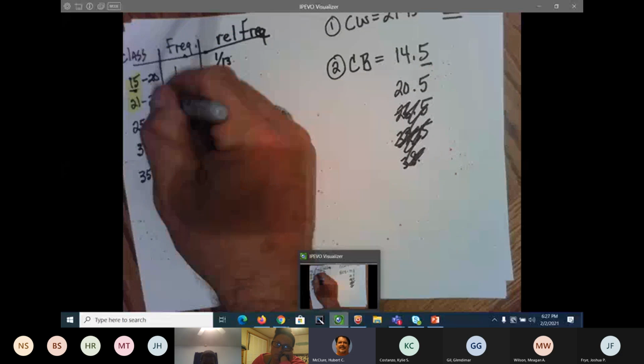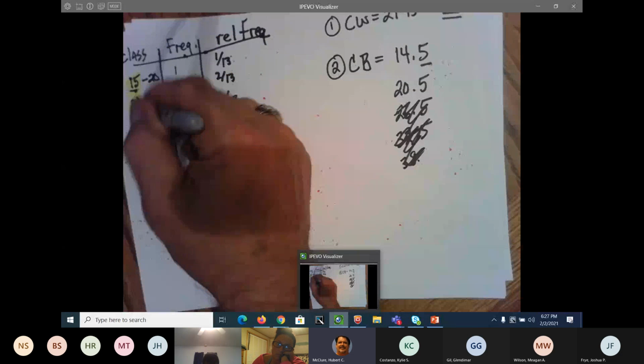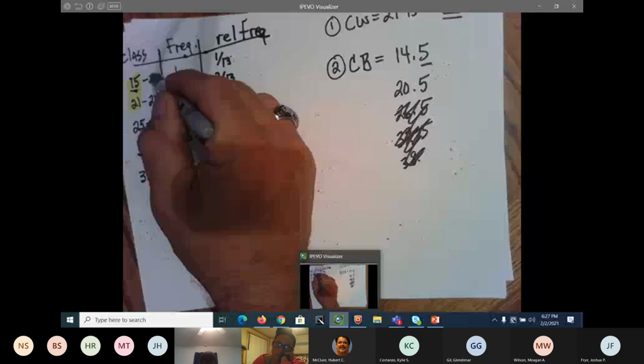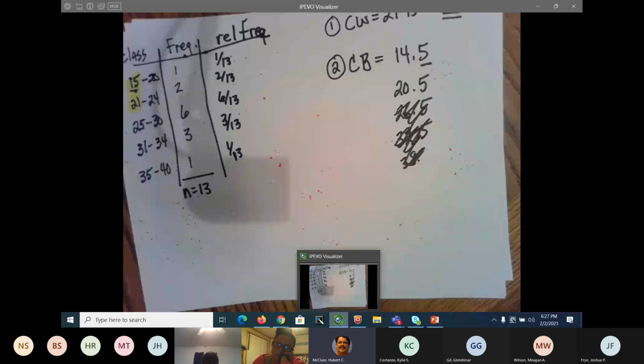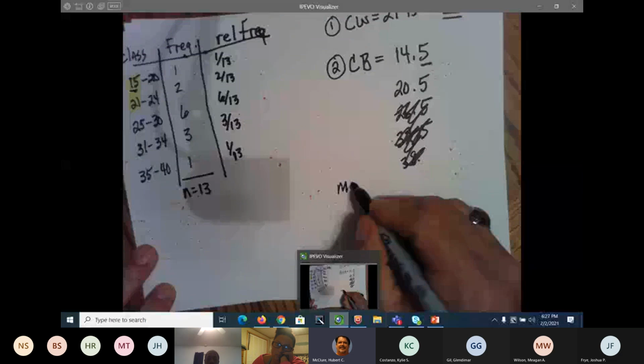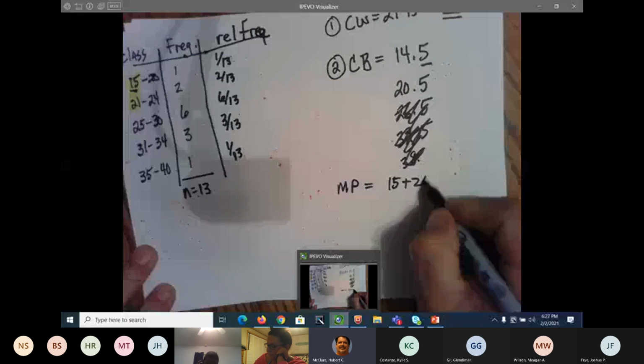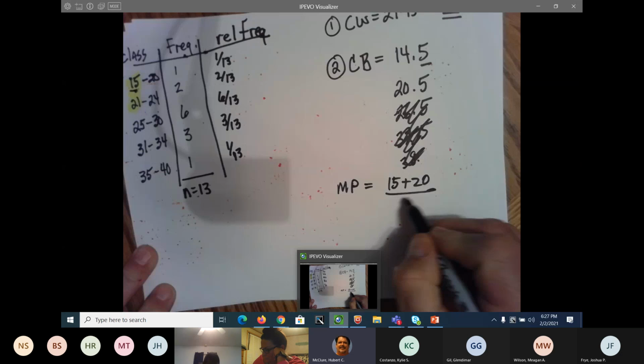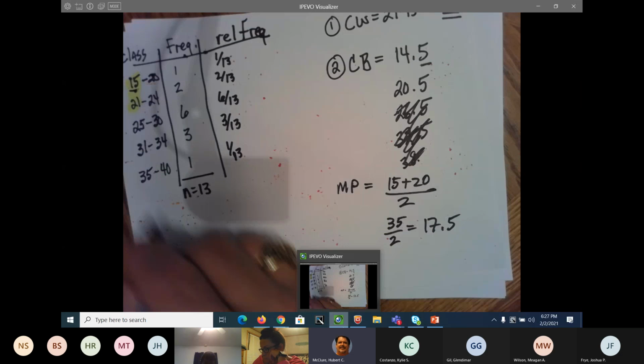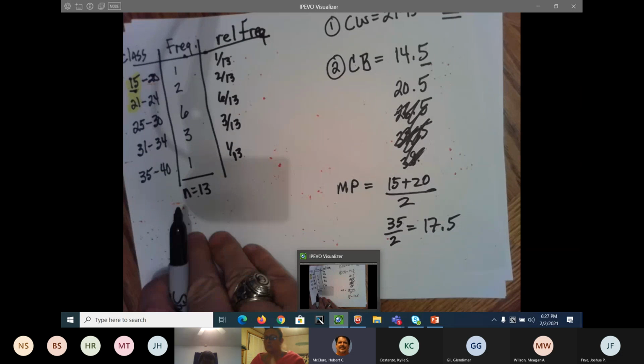I've got an error in these classes, 15 to 20. I've got an error. I'm sorry. The midpoint is 15 plus 20 divided by 2, which is 35 divided by 2, which is equal to 17.5. And then you would add the class width to those. Okay, I'm going to make up another problem. I'm sorry about that. I don't mean to confuse you.